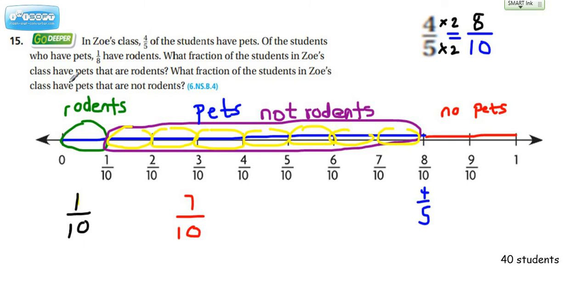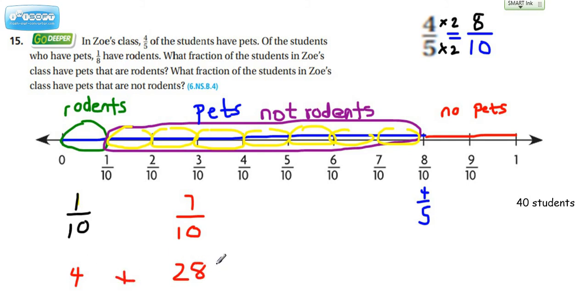Now let's say you're still uncertain of your answers because we have 1/10 and 7/10. You can come up with a hypothetical number of students that would represent the entire class and just make sure the numbers make sense. If you take 1/10 of 40, that would be 4 students. If you take 7/10 of 40, that would be 40 divided by 10, which is 4, times 7, which would be 28.